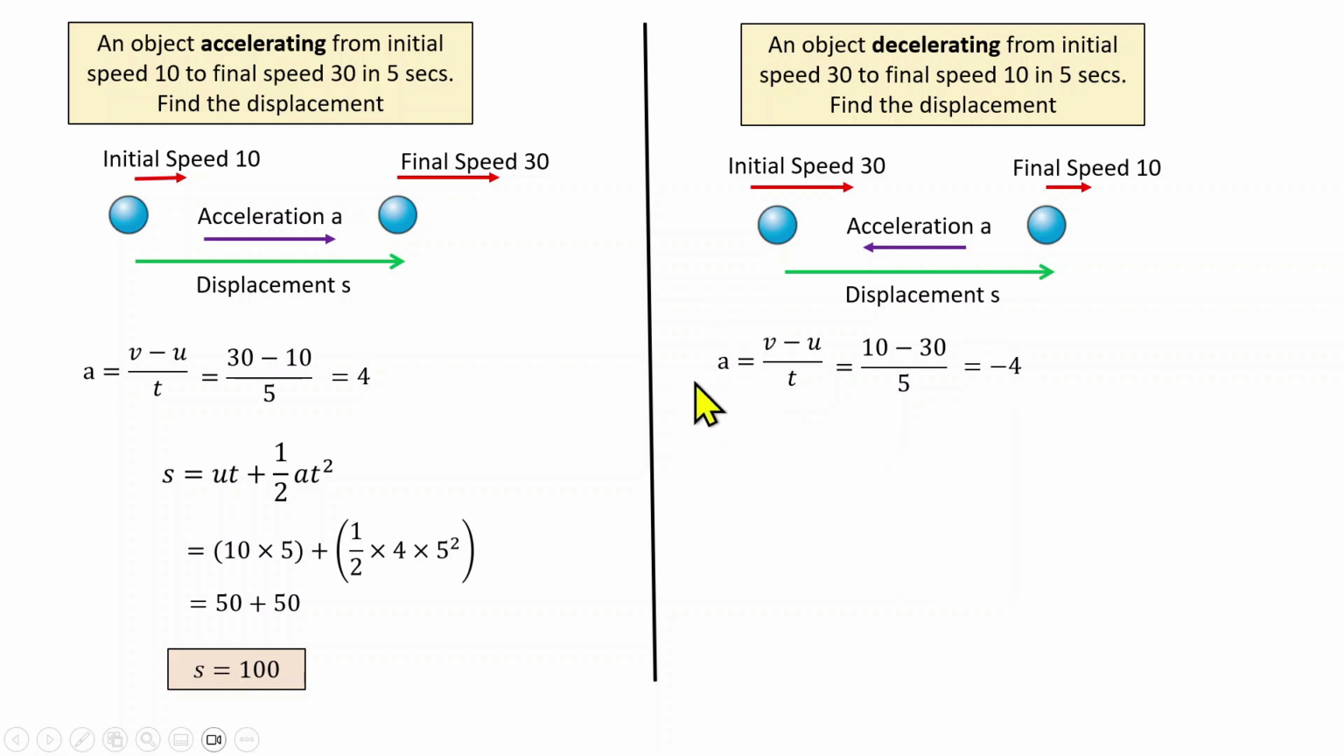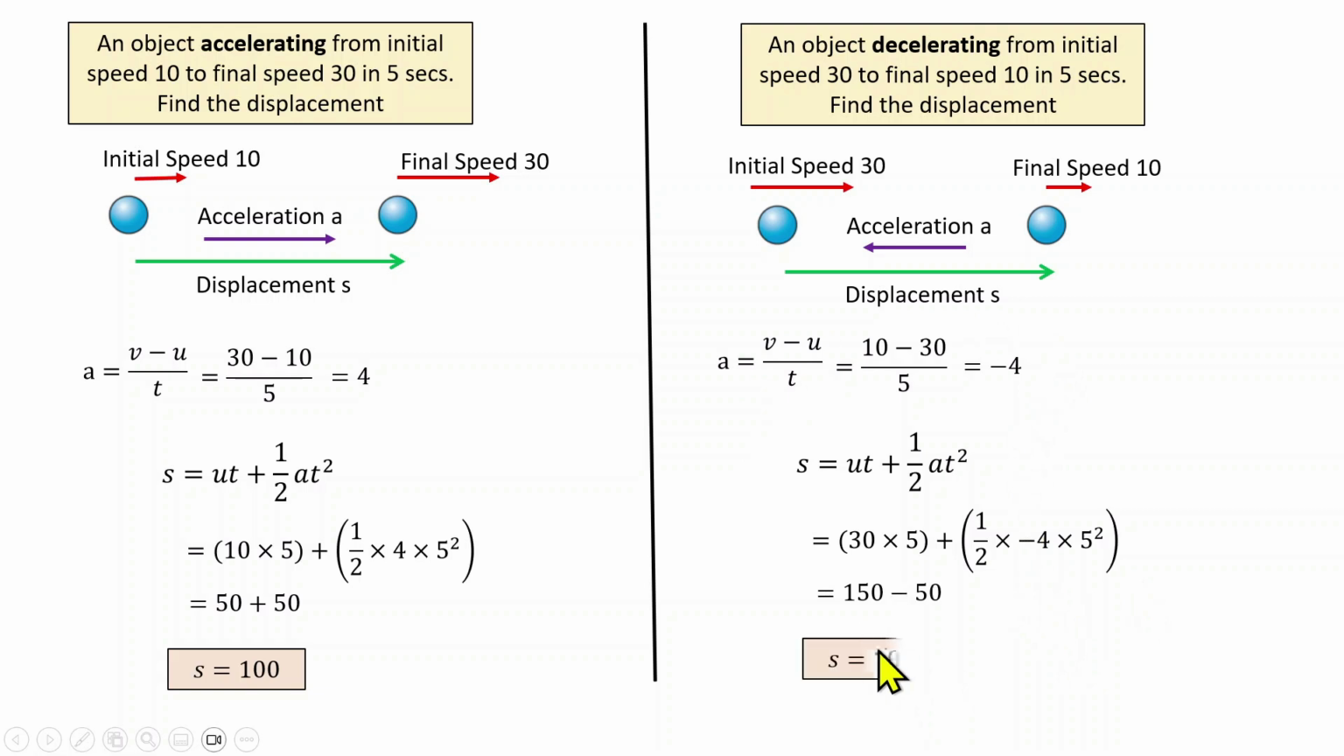And now we can put the value of acceleration into our SUVAT equation. s is equal to ut plus half at square. Initial speed in case 2 was 30. Time is the same, 5 seconds. Acceleration we found out as negative 4. And if we simplify this expression, we will get 100 meters. And now if you analyze both the cases, the value of displacement is actually the same.